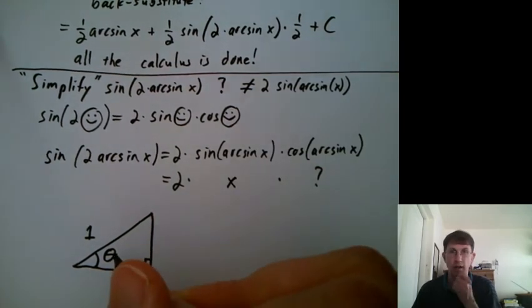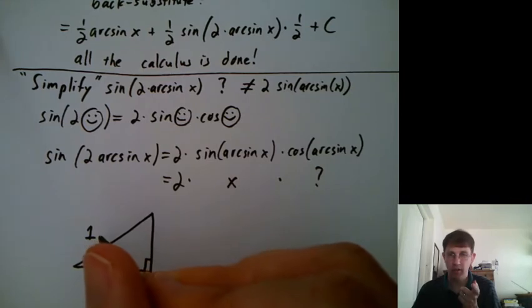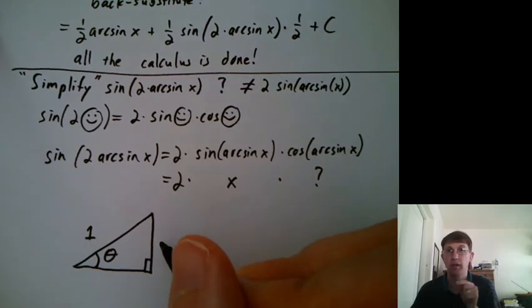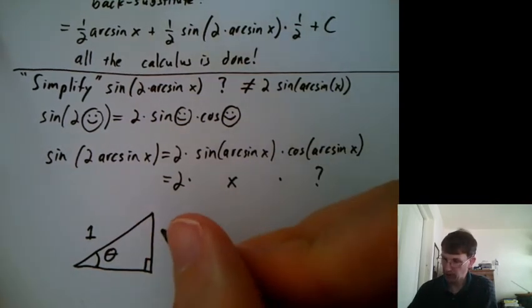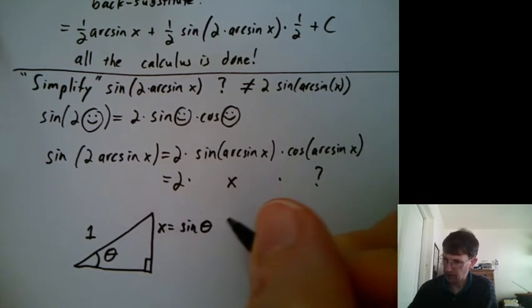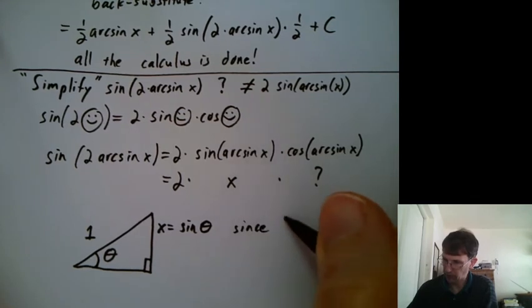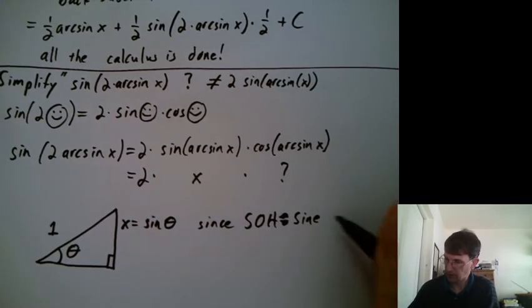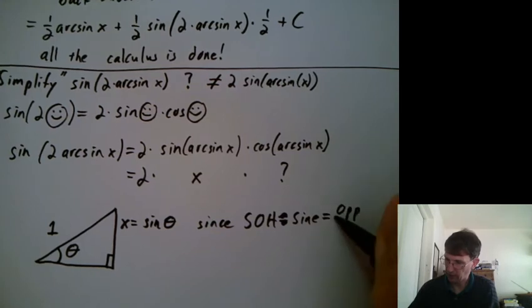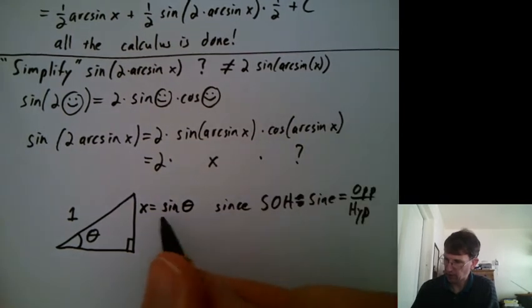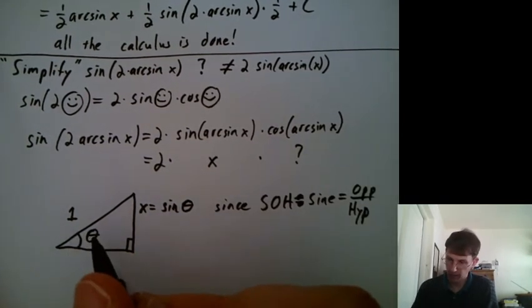And if I have theta here and 1 here, and we've said that x equals sine theta, sine would be over here because it's the opposite over the hypotenuse. So we could say x, which is sine theta, since sine is opposite over hypotenuse. I'll put a colon there. Sine is opposite over hypotenuse. And this is the opposite side from the theta there.